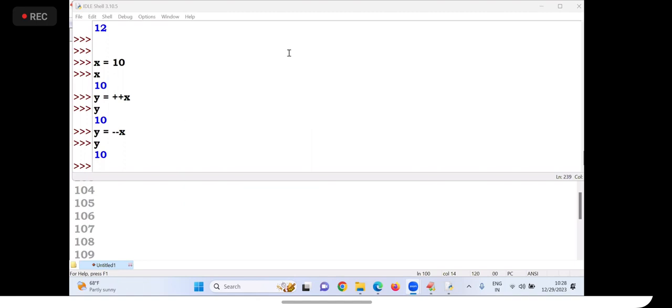Here, how it is working: do you know, in your childhood mathematics, plus 10, what is the answer? Plus minus 10, what is the answer? Minus plus 10.